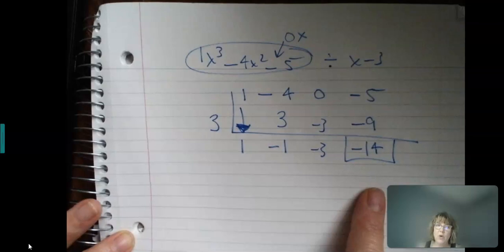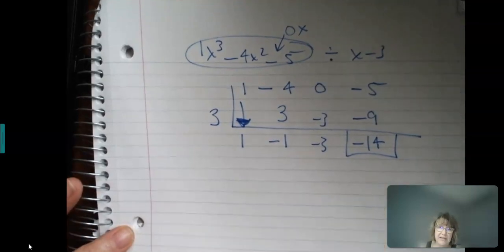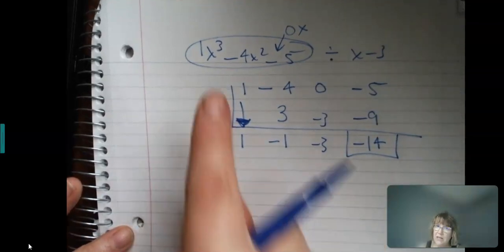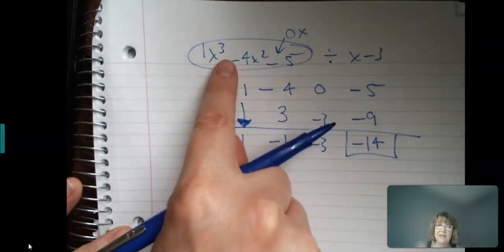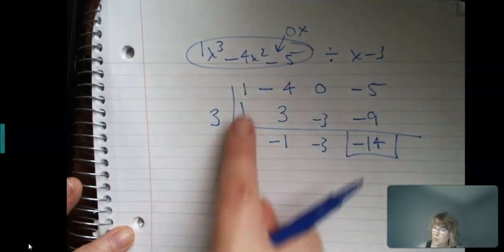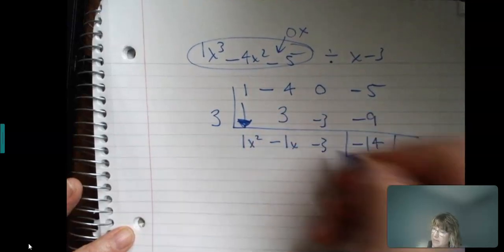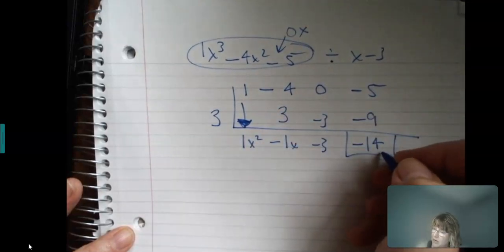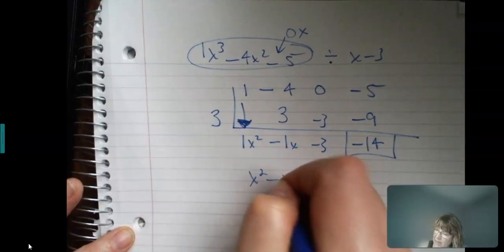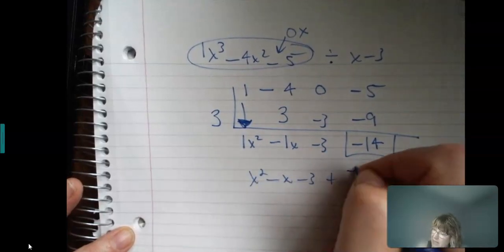Okay, so how do I know my answer matches what I got before? Well, if you divide by an x, the power is going to go down. So this was x cubed. So when I divide, this is now x squared. This is x. That's my constant. This is my remainder. All right. So my answer is x squared minus x minus 3 plus -14.